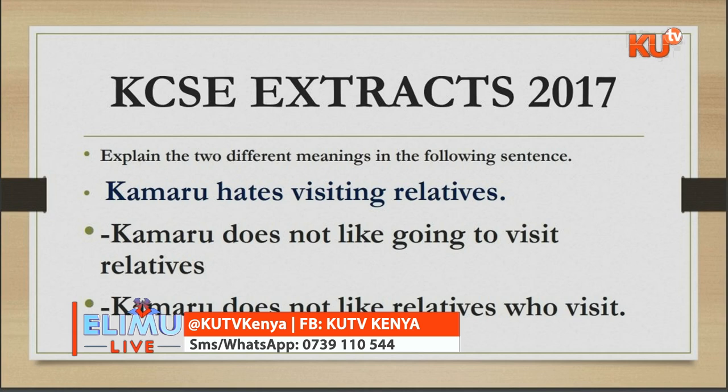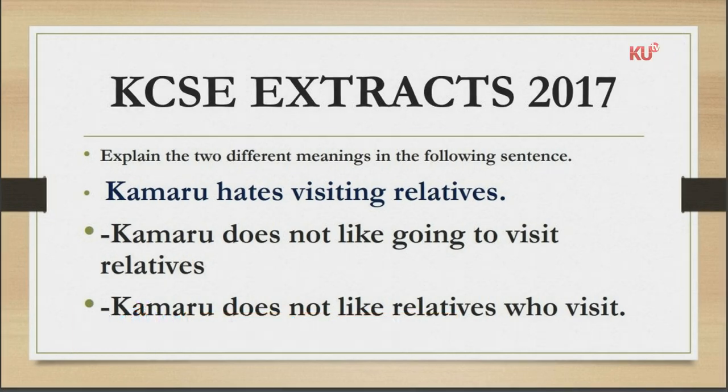So the first answer was supposed to be, Kamaru does not like going to visit relatives. Here we have the subject Kamaru. The sentence is Kamaru hates visiting relatives. So we have the subject Kamaru, and Kamaru does not like going to visit relatives.